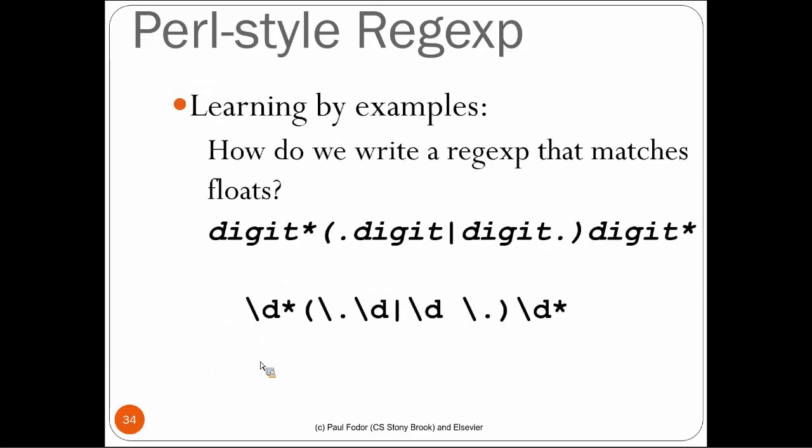Usually you learn regular expressions by examples. So basically you're given a problem and you look at examples, like our regular expression for real numbers, which can start with any number of digits followed by either dot digit or digit dot, followed by any number of digits. And then you write it in the regular expression style and use it in any programming language. Perl was the one that introduced regular expressions, but since then we have them in Java, C#, Objective-C, Python, and so on.